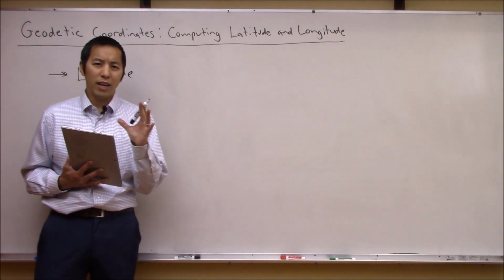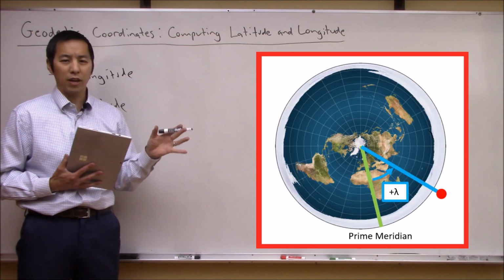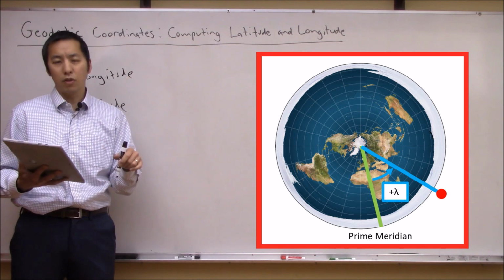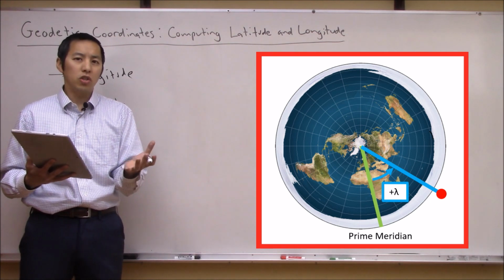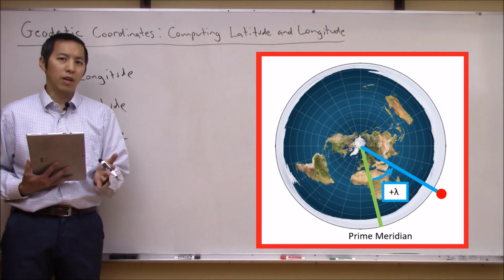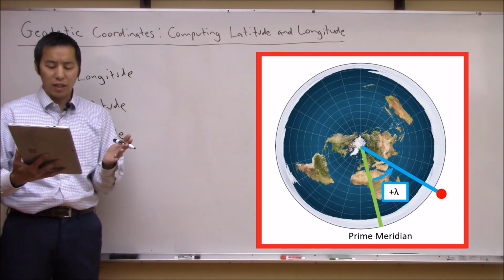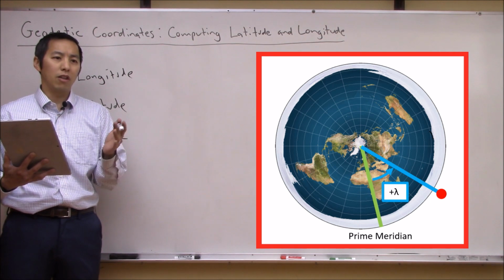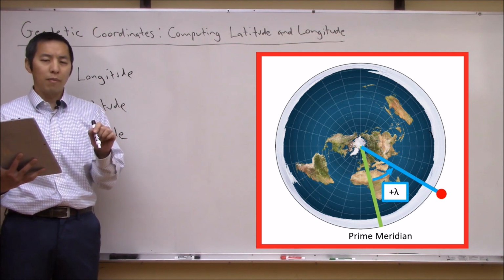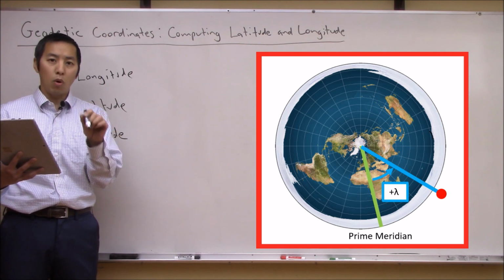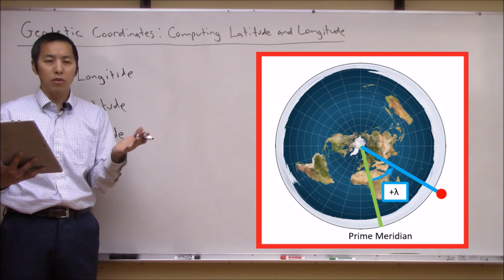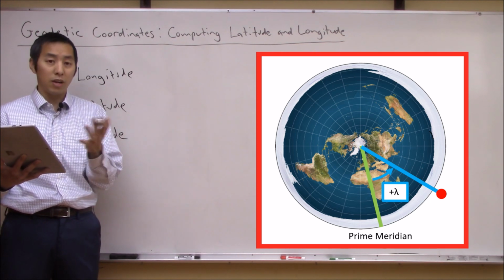So why don't I just go ahead and flash up a screenshot of a graphic I made showing a top-down view of Earth looking from space, kind of looking at the North Pole. And longitude is really pretty darn simple. We basically set a zero line, which is the prime meridian, which is this green line. And then all we do is measure the angular displacement to go from that prime meridian to a point going from the center of Earth to the point, which is that blue line. And all we're looking at is the angular difference between the blue line and the green line.